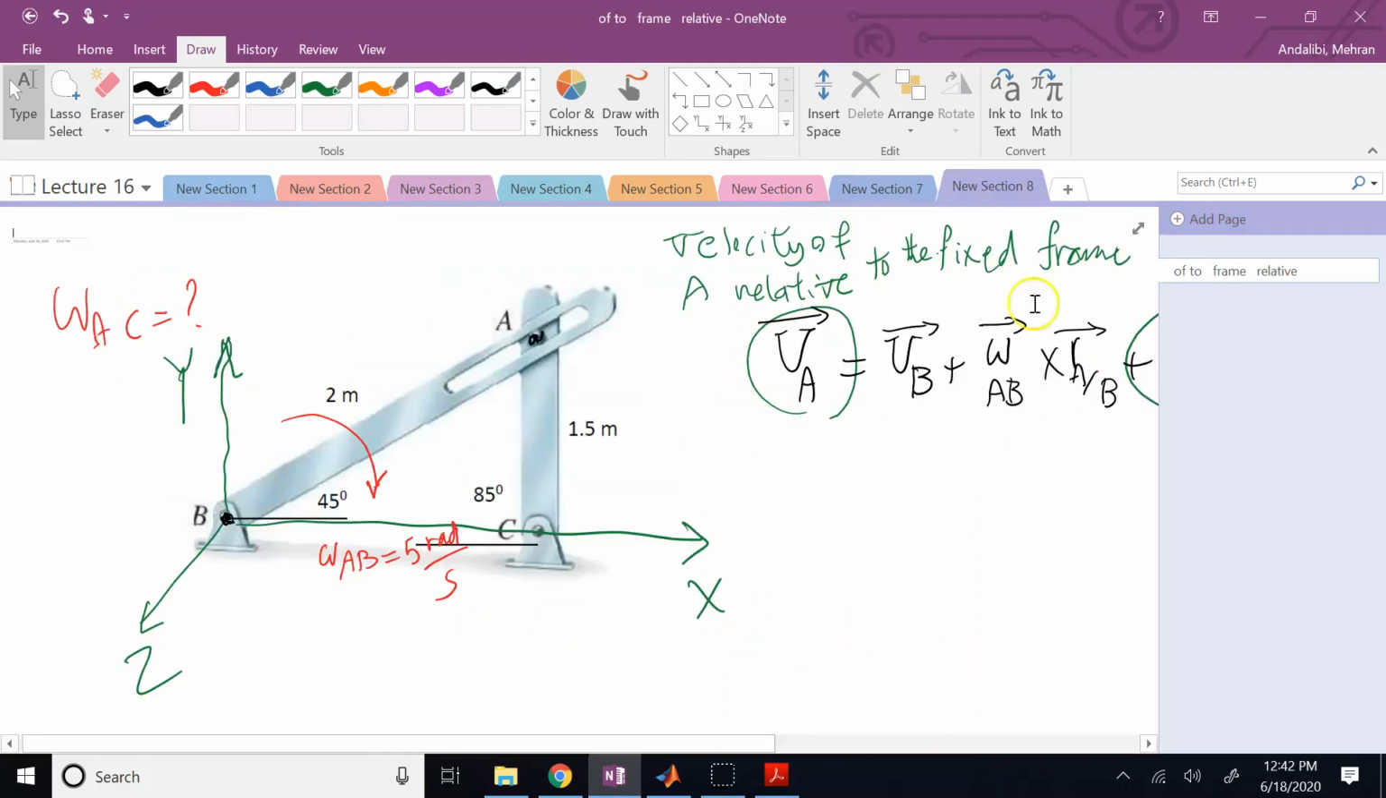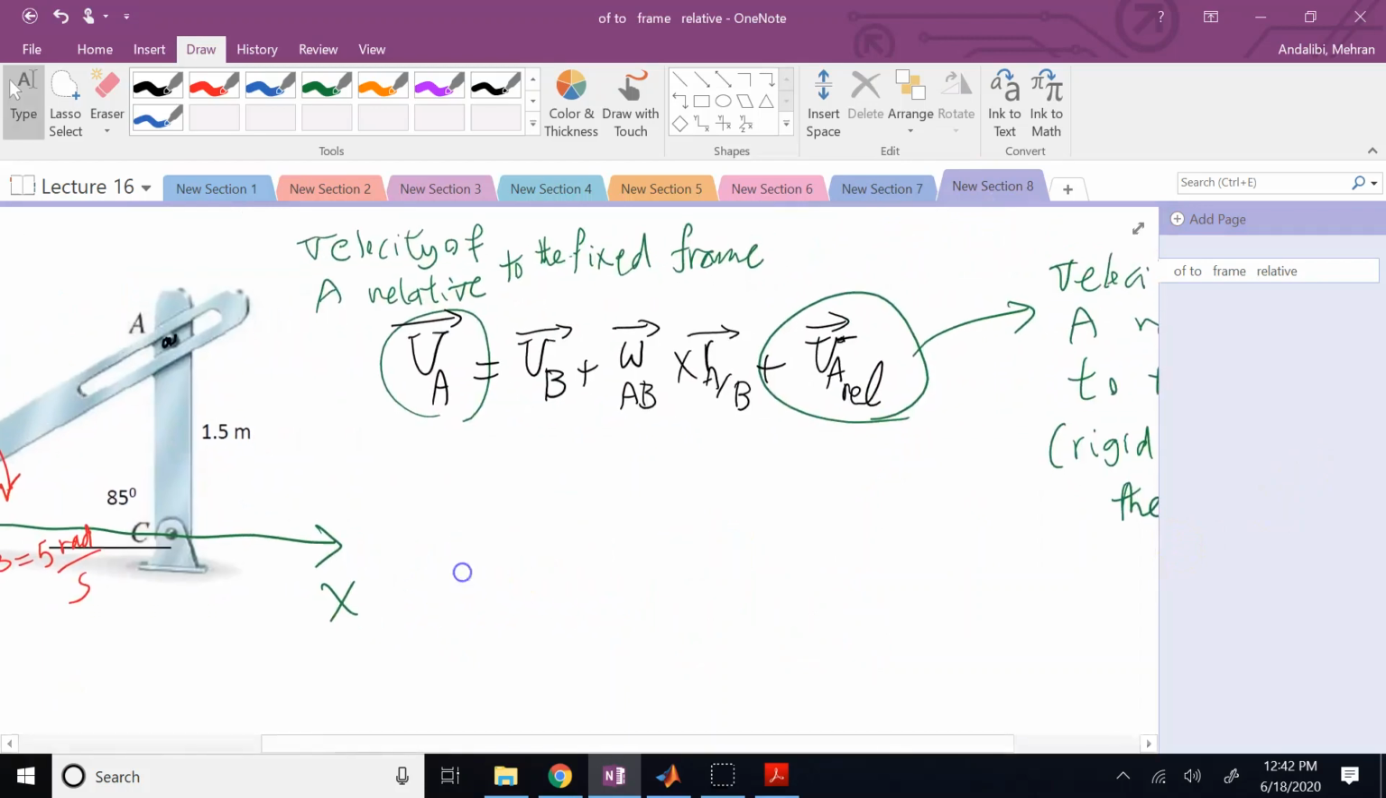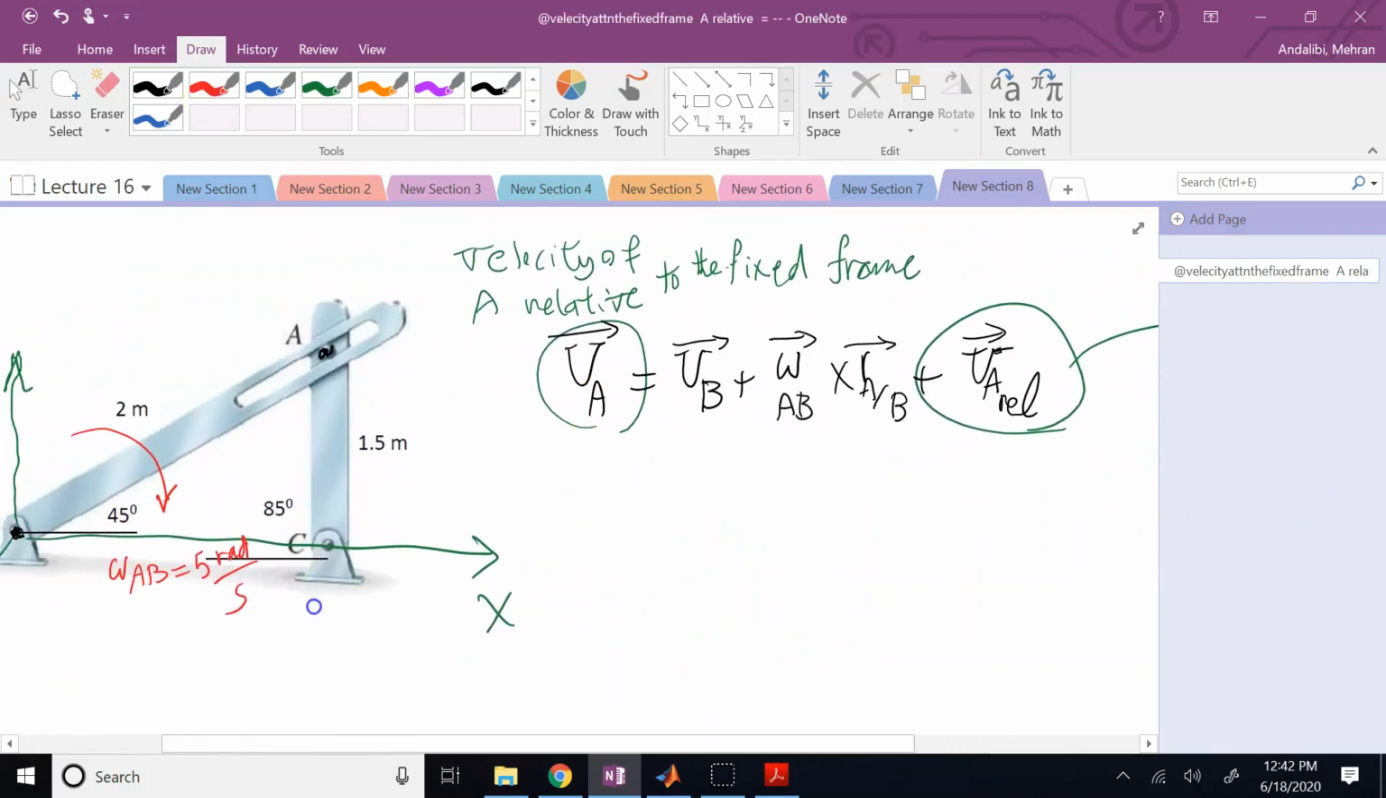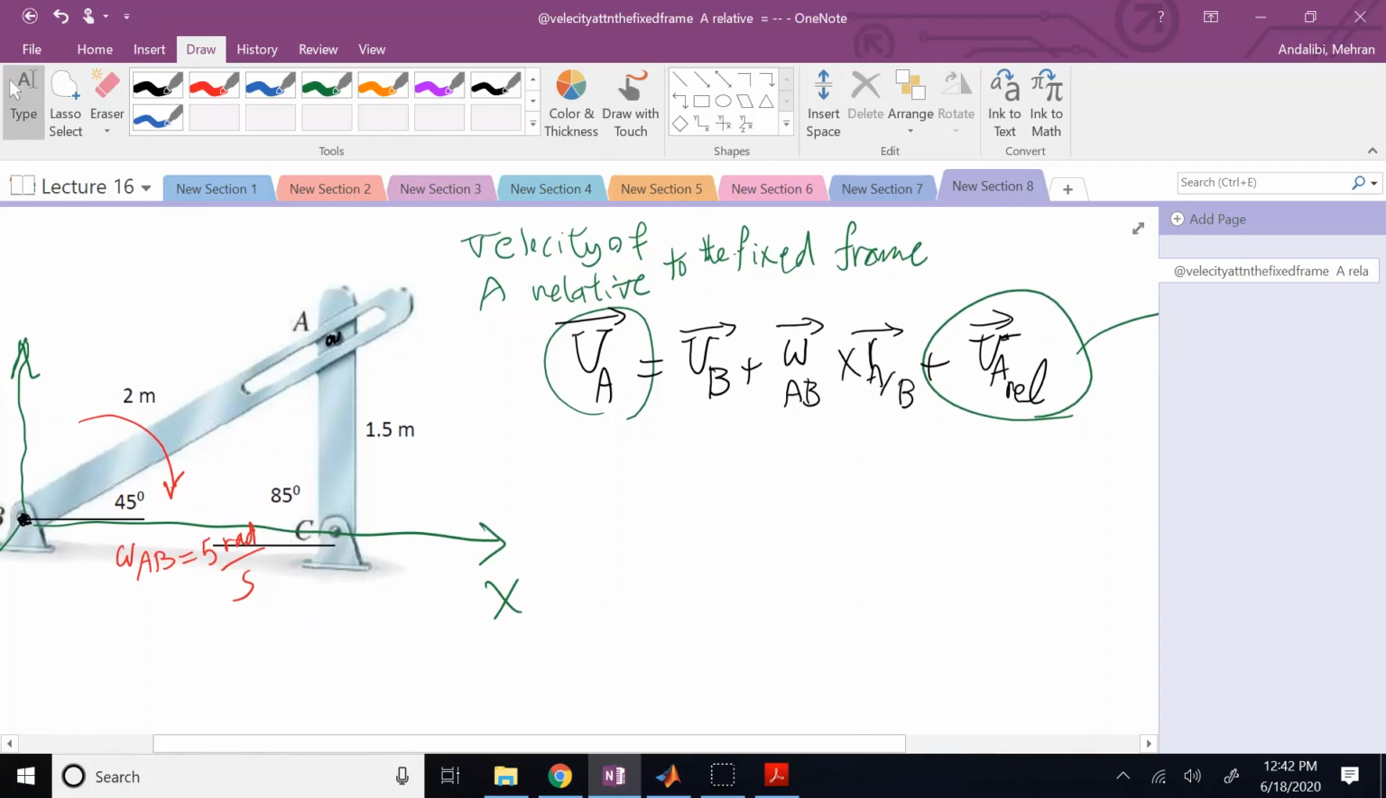Now, going back here, let's see what we know about each one of these terms. So V of A, we don't know. V of B is zero, right?